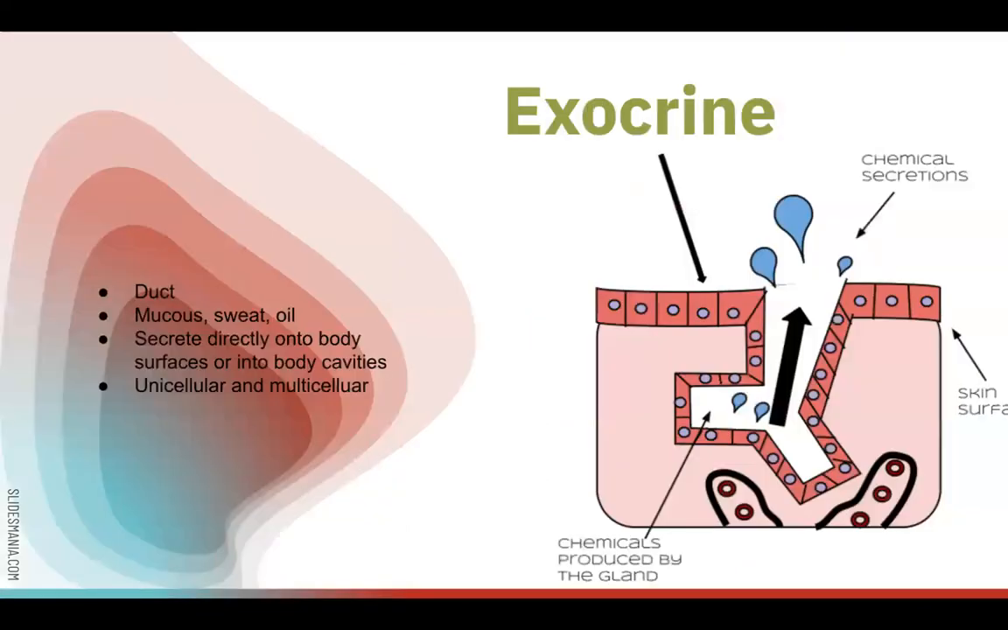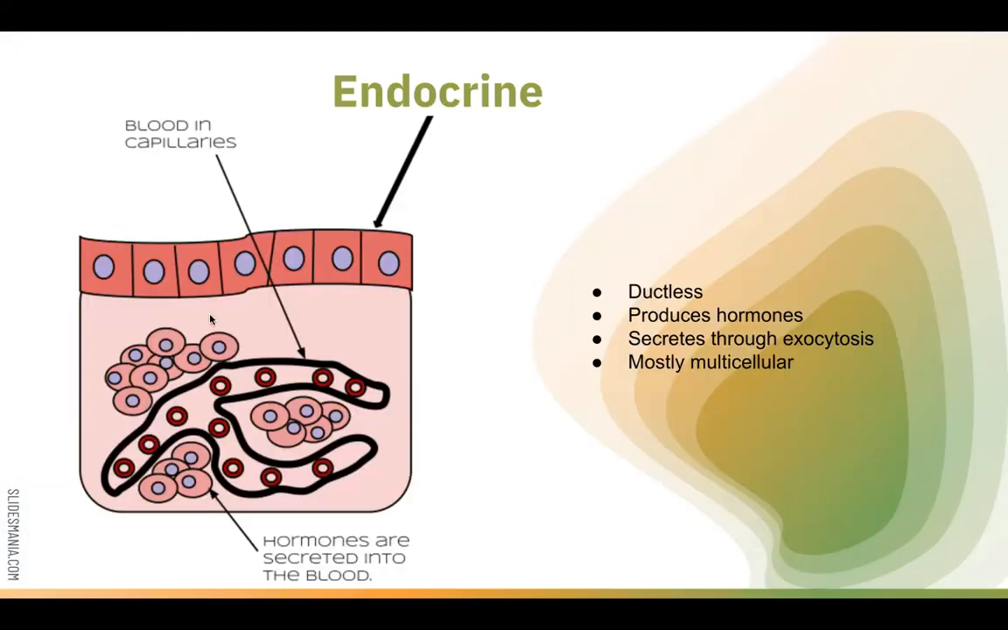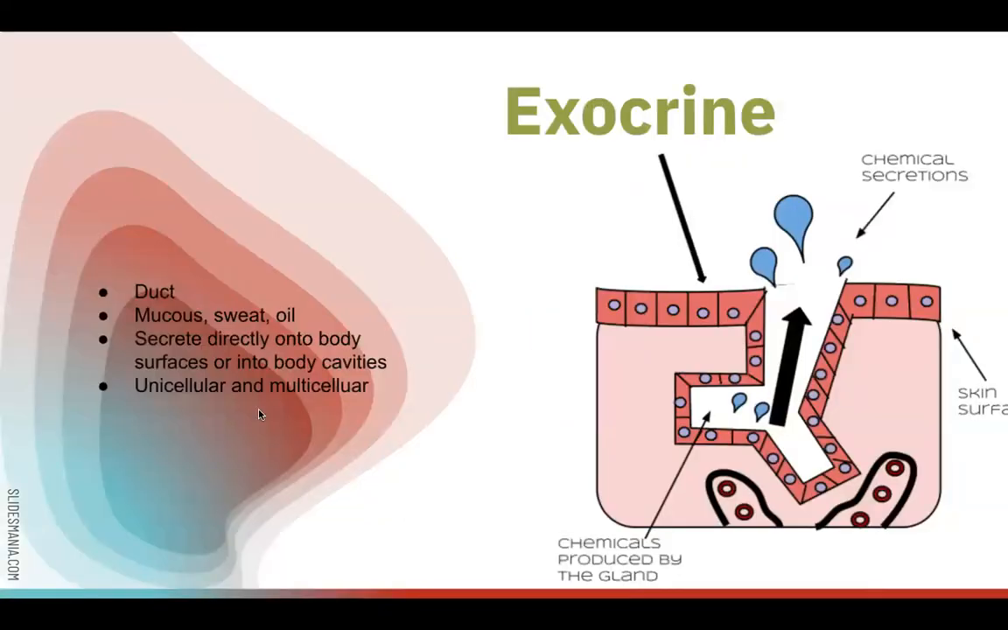Next is the exocrine glands. As I said, the endocrine gland is ductless, but this one has a duct. You can see that there's an opening, whereas this one isn't, because remember, endocrine is internal and exocrine is external. So exocrine glands secrete directly onto body surfaces or into body cavities. You can see this in the form of mucus, sweat, oil, in your salivary glands, in your liver as bile. These are also mostly unicellular, and there's two types.